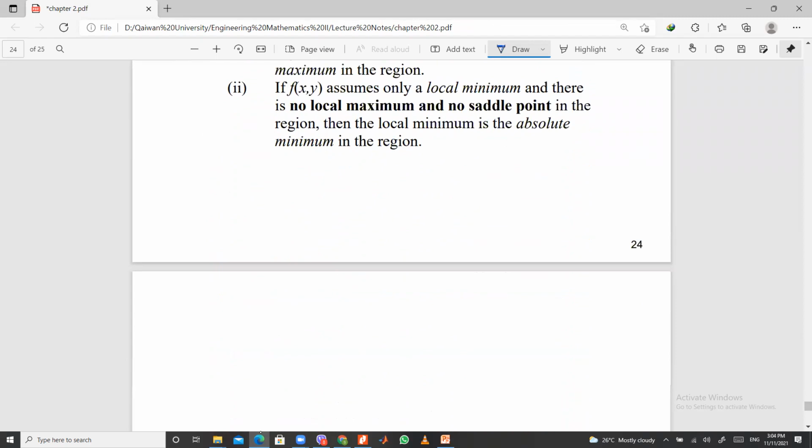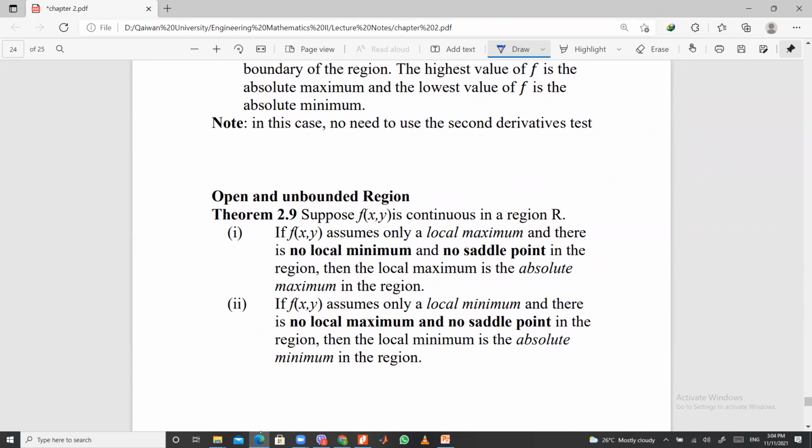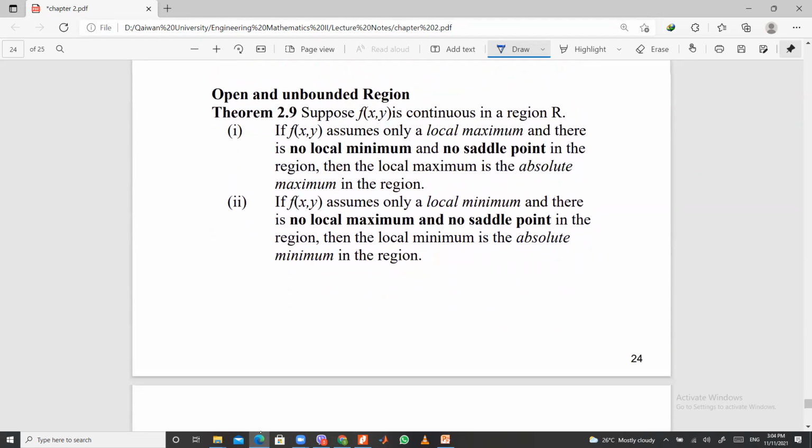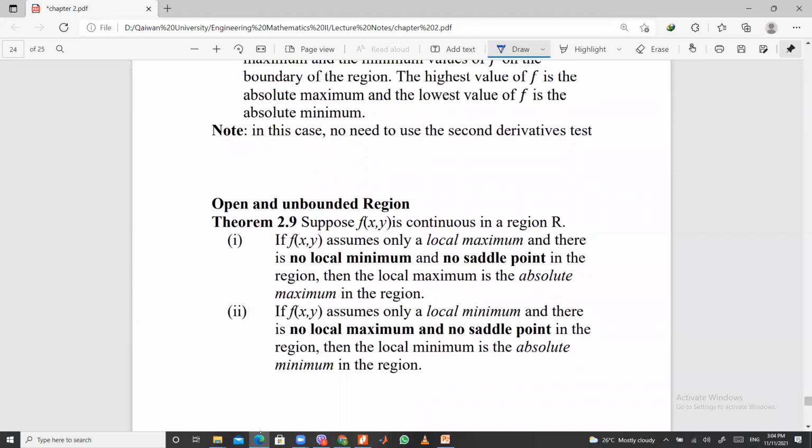Here, there's no example about that. There are no examples here in the lecture notes. I'm gonna solve an example completely and record it, then post it for you, okay? So this is the end of this chapter.